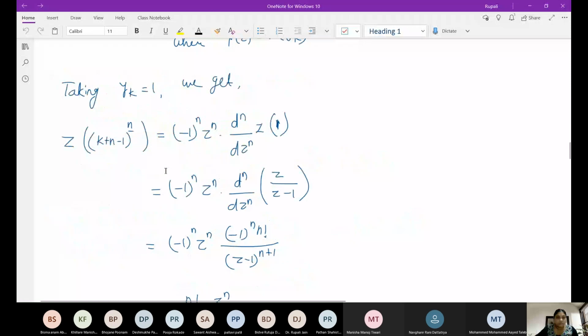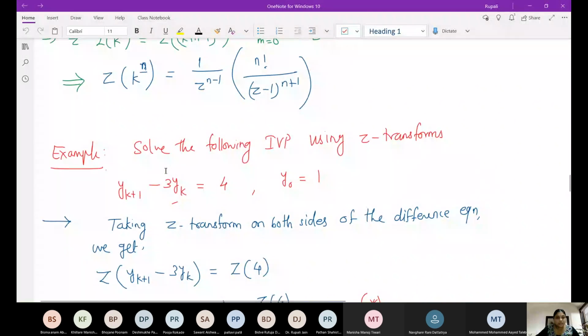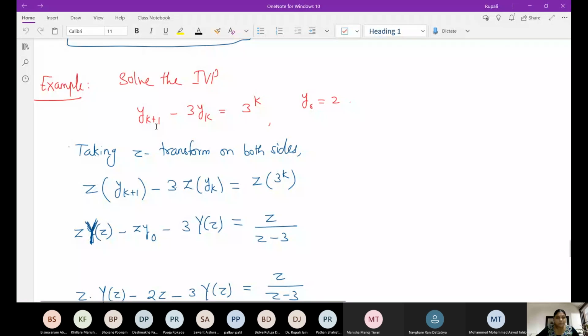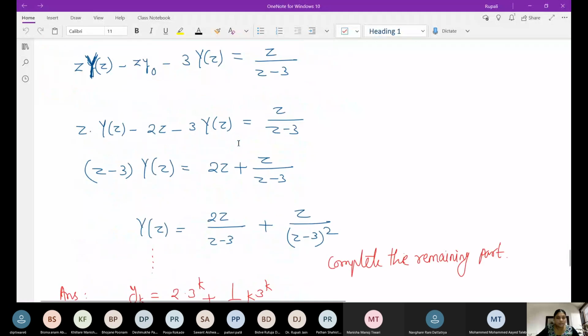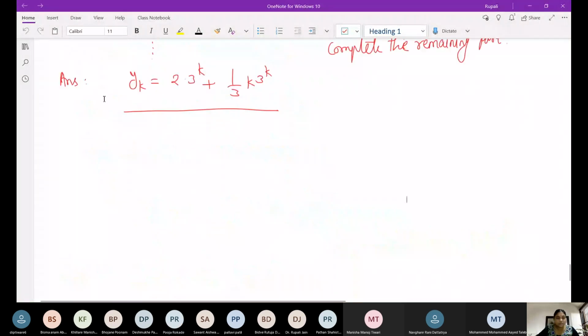We have solved initial value problem also using z transform, and I have given this example. One example was for homework to complete. So whether you did it? Yes, ma'am. You got this answer? y(k) is equal to 2 into 3 raised to k plus 1 by 3 into 3 raised to k. Okay.